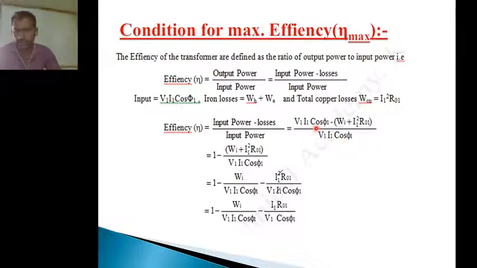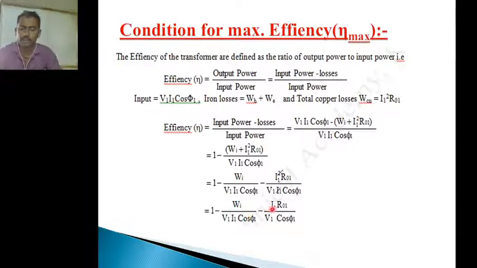If you divide everything by the denominator, then V1 I1 cos phi 1 divided by V1 I1 cos phi 1, what do we get? 1. And similarly minus Wi by V1 I1 cos phi 1, and minus I1 square R01 by V1 I1 cos phi 1. Here I1 cancels. So what do we get?